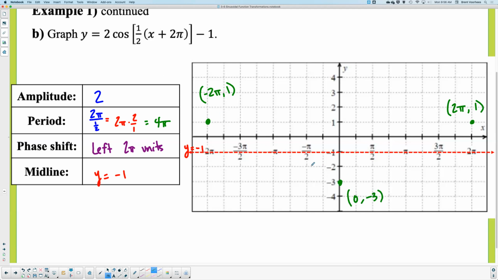Now, what's going to happen halfway between the maximum and the minimum? A 0. So we could come in here and say, okay, well, where's the 0? This is another way of doing what I just did. What's in between negative 2 pi and 0? Negative pi. So at that point, we should have our 0.